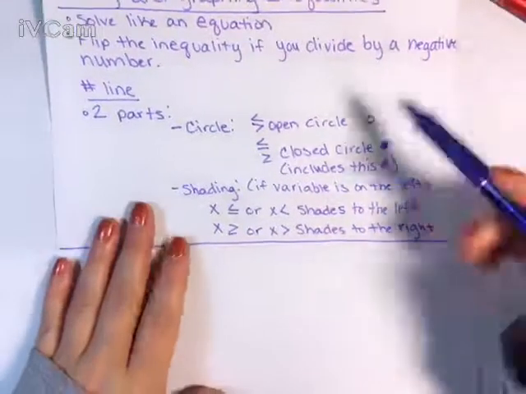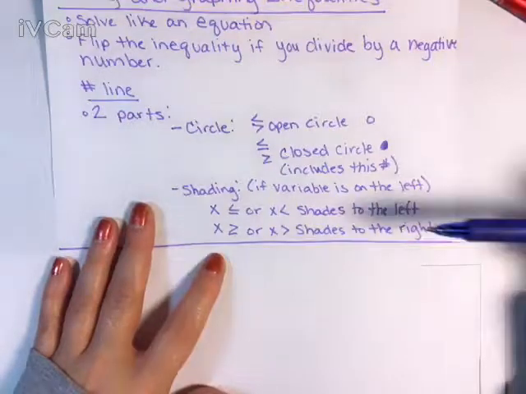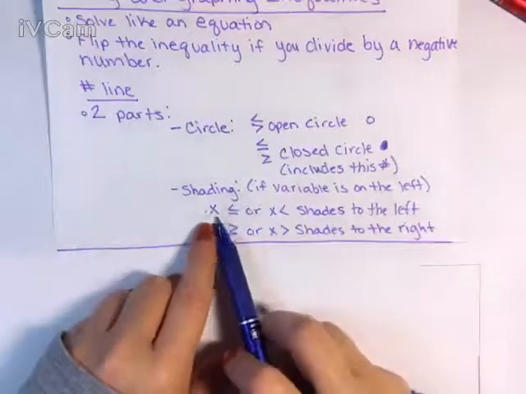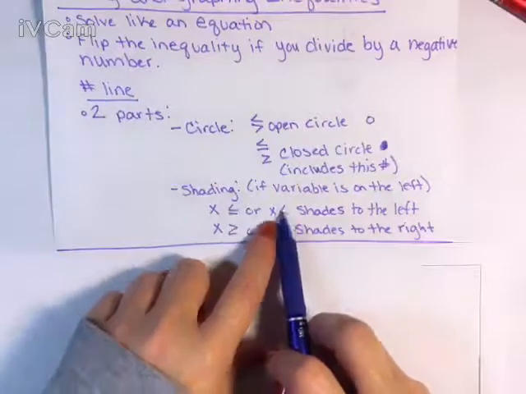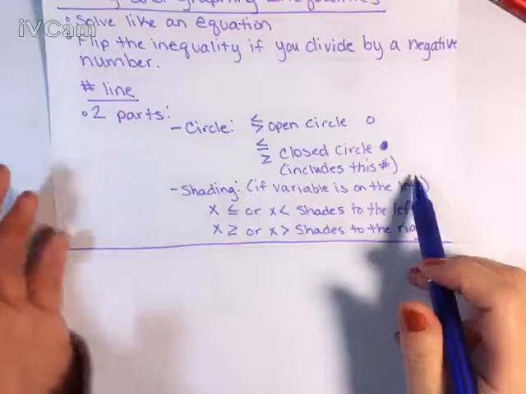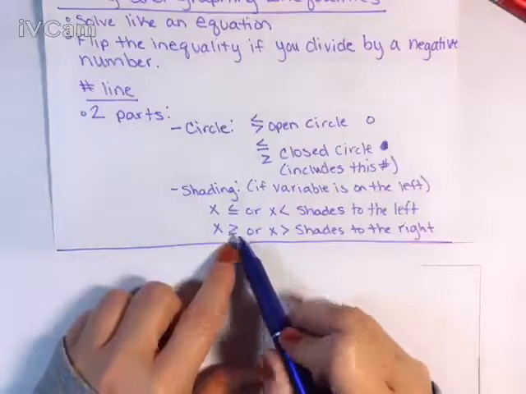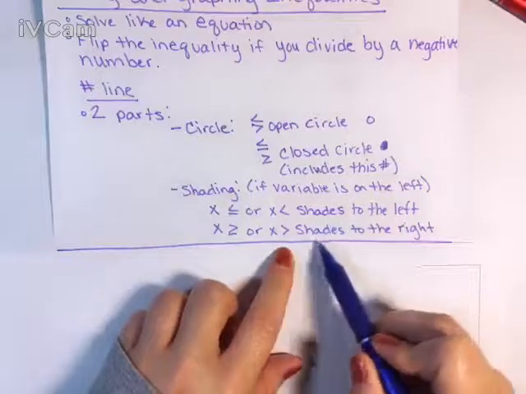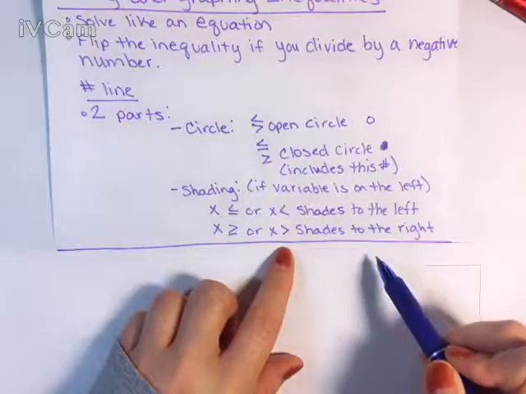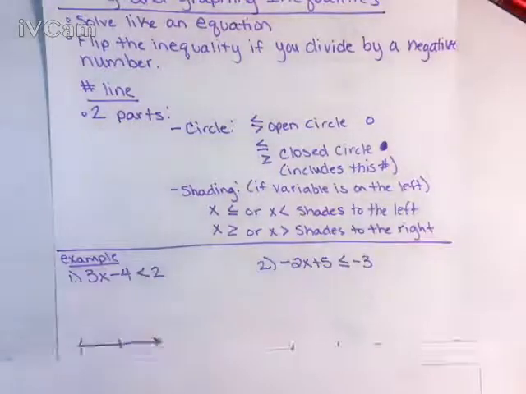For the shading, if your variable is on the left side, then it's going to point in the direction that you want to shade. So if you have x is less than or equal to, or x is less than, you're going to shade to the left because those are where the smaller values are. If you have x is greater than or equal to, or x is greater than, you want to shade to the right because those are where those larger values are going to be. Okay, so let's look at our first two examples.